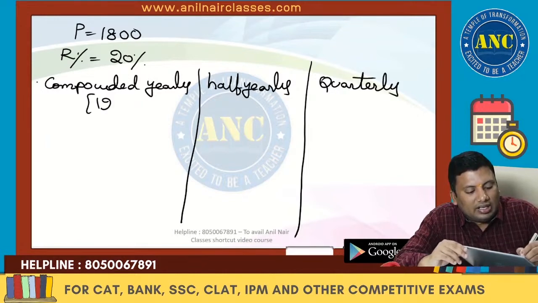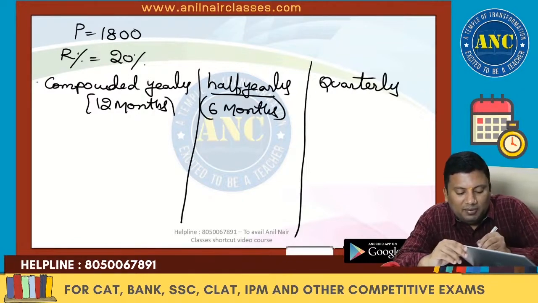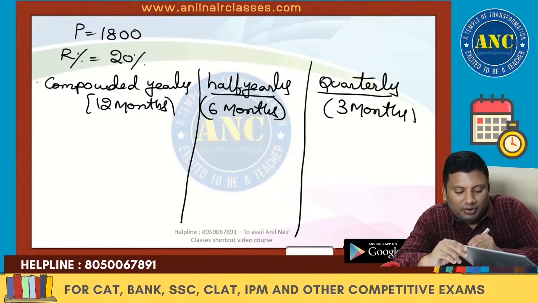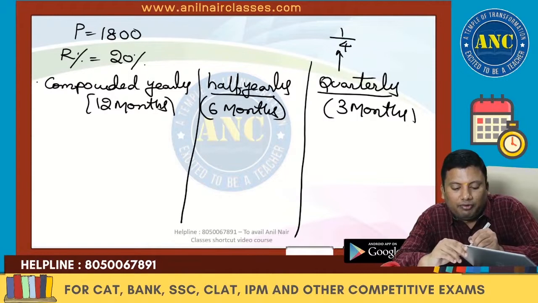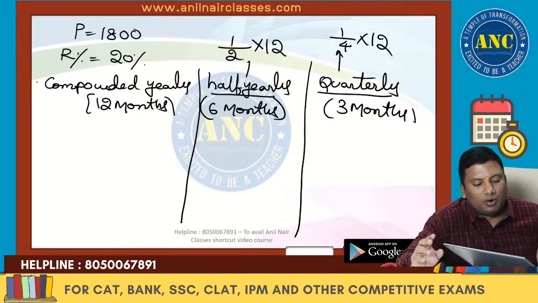Yearly means it is for 12 months. Half yearly means it is for 6 months. Quarterly means it is for 3 months. Quarterly is 1 by 4th of 12. This is nothing but 1/4 of 12. Half yearly is nothing but half of 12. I hope it is clear.